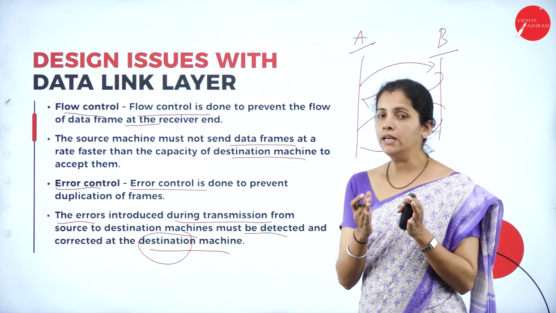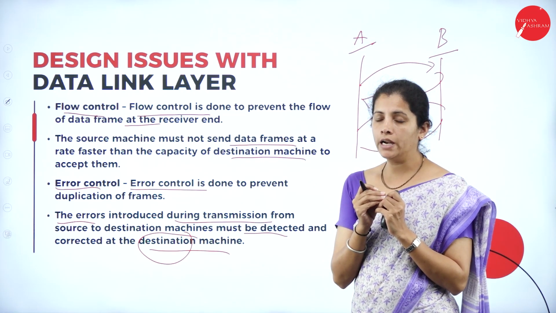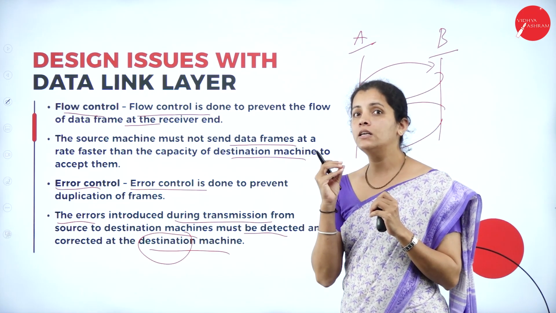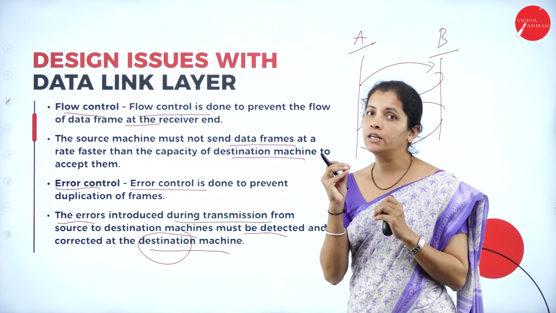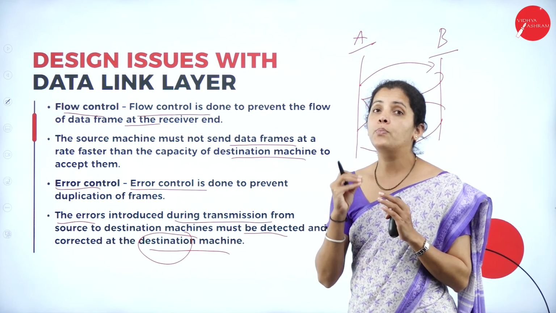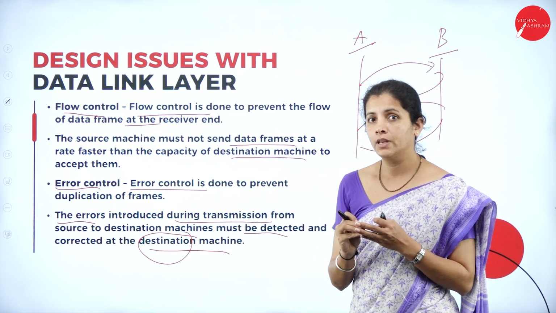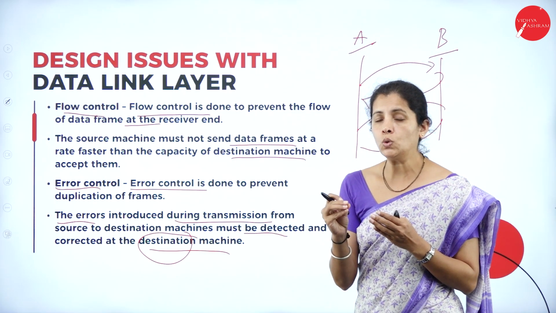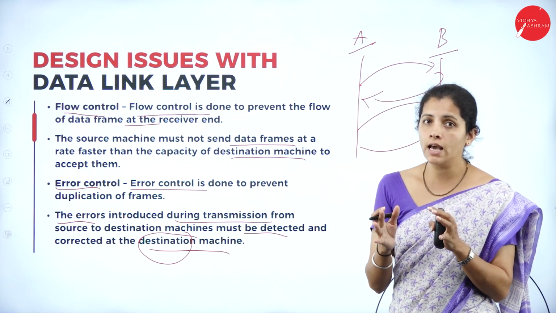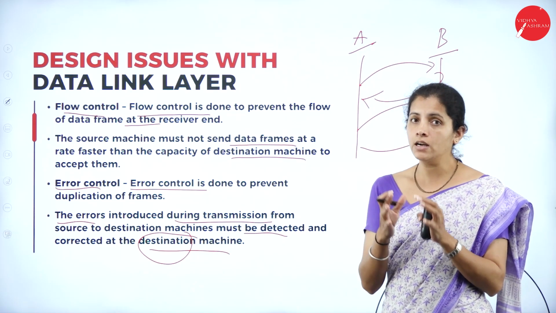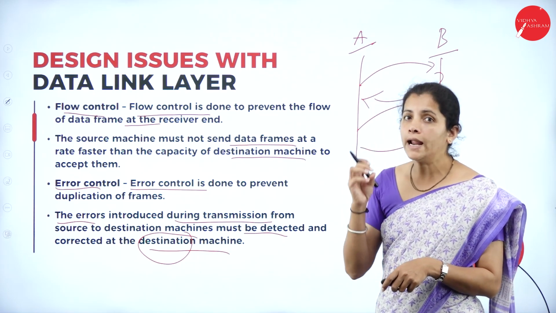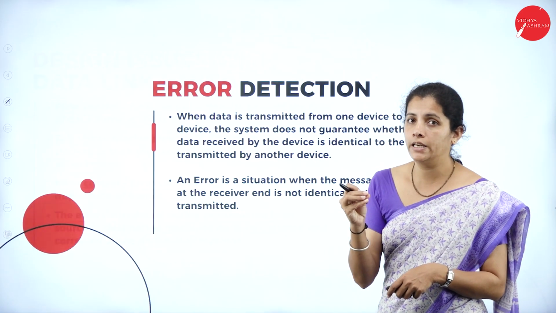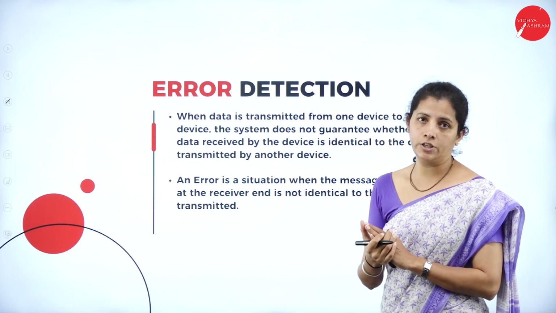So dear student, in today's class, I started with the design issues of the data link layer. What are the design issues? They are related to the services provided to the network layer. We also discussed flow control, then frame synchronization as well as error detection. Now, let me discuss error detection in detail. So, what is error detection?